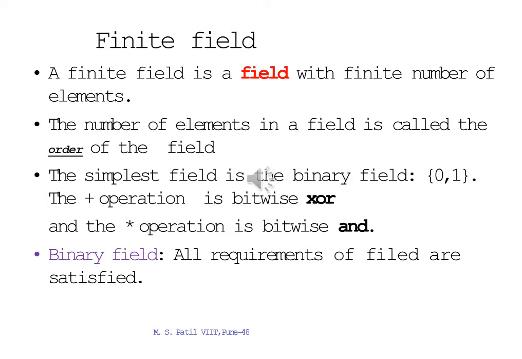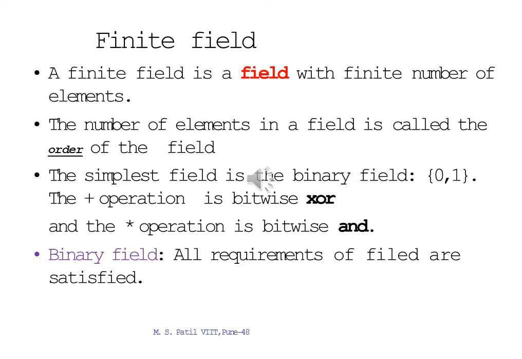So 0 has additive inverse 0, and 1 has additive inverse 1, right? Because 1 plus 1 is 0. So 1 itself is the inverse of itself. All the properties of a field that we have seen in the last two slides are satisfied by 0 and 1. That's why the basic and simplified field is the binary field that we are aware of.